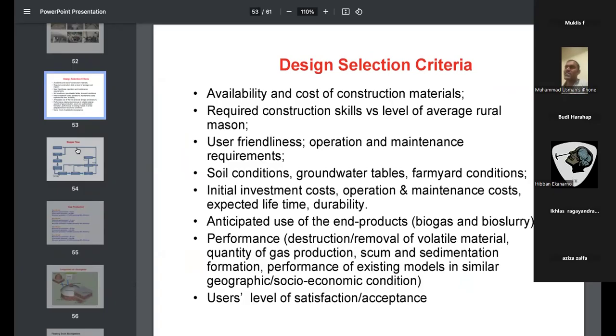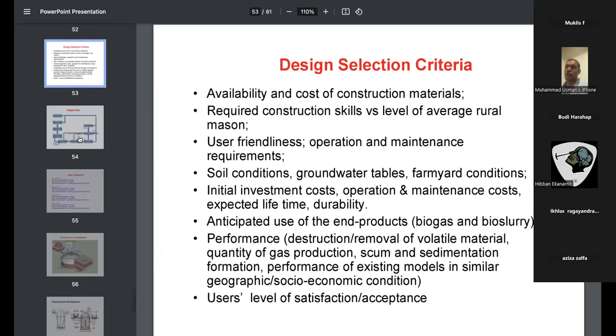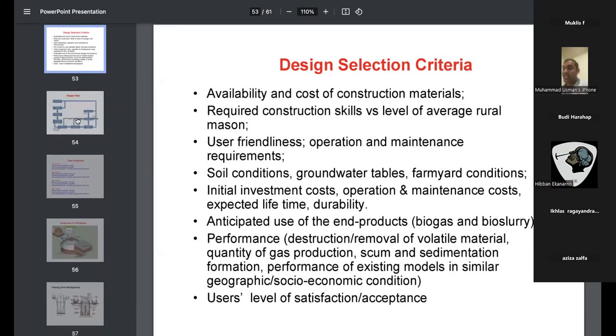Please, when you are designing a biogas plant, keep the following things in mind. First of all, availability of construction material should be easy at that location, and the required construction skills should be present. User friendly: always make a biogas plant which will be user friendly. And soil conditions must be checked. Groundwater table must be checked. Initial investment and maintenance cost should be checked. Anticipated use of the biogas should be checked.